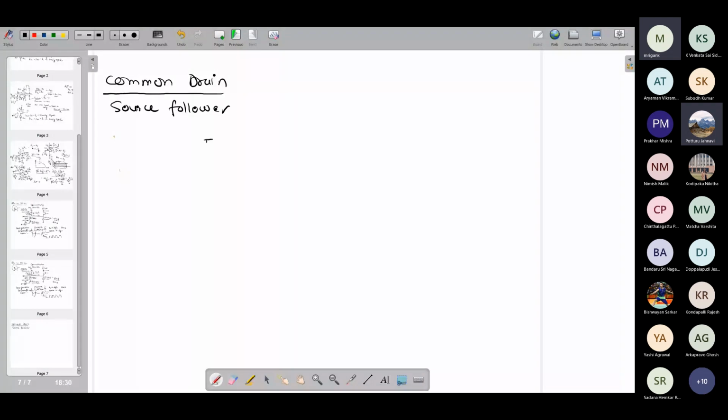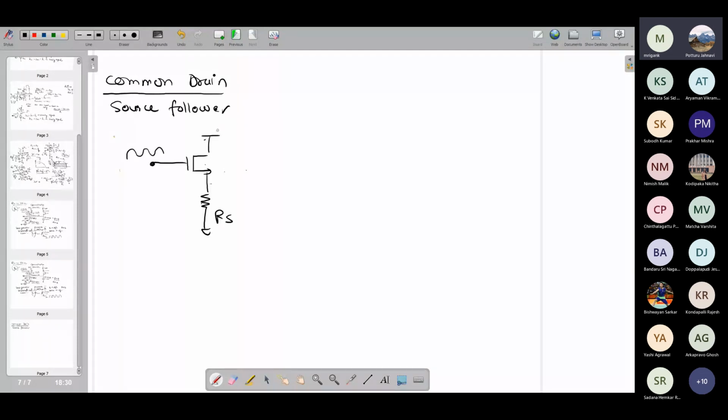Common drain, as the name suggests, we are now going to have the drain terminal common between input and output. If you're talking about the NMOS device, this is the input. Let me draw it the other way, otherwise input will be a problem. Common between the input and output, and the output is taken at the source. Now here also we can start with an RS. Later we can replace it by a current source, and the input is being applied over here. This is VDD, and this is Vout.